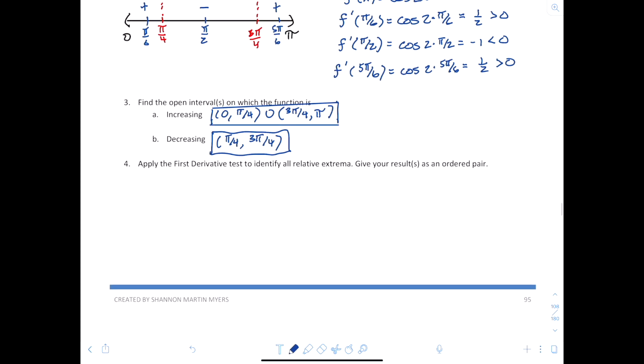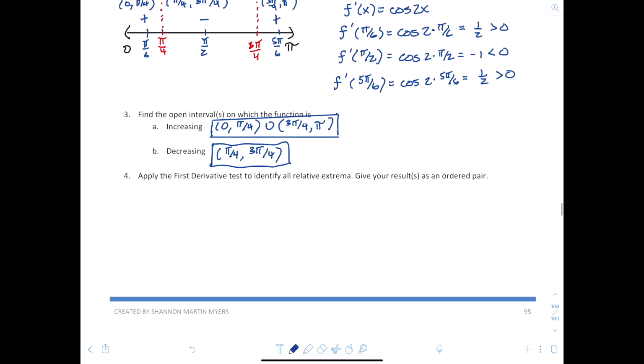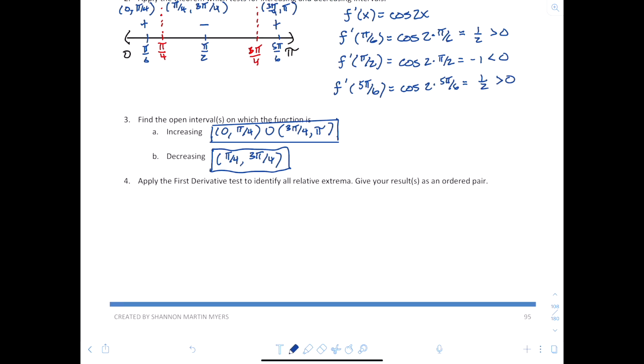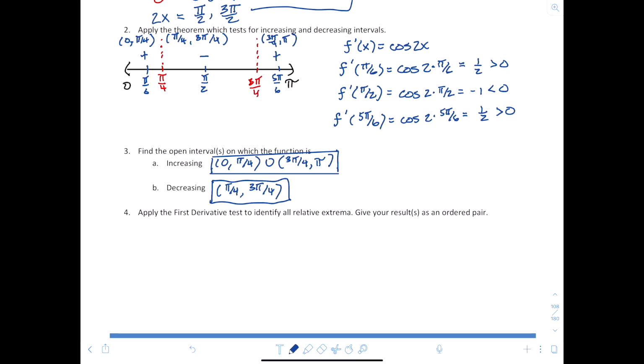So now apply the first derivative test to identify all relative extrema. So if you recall, the first derivative test basically says that if you go from positive to negative at a critical number, when you do the sign chart, or however you test it, if your derivative goes from positive to negative at a critical number, then you've got a relative maximum, and if it goes from negative to positive at a critical number, then the function has a relative minimum at that critical number.